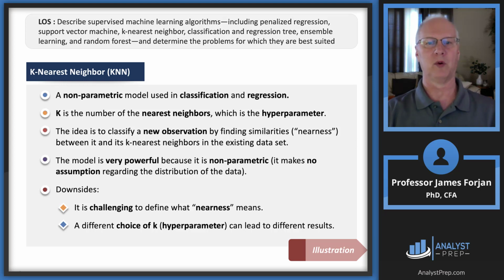So here are a couple of important points. Yes, we use it for classification and regression, right? The idea is to classify a new observation by finding similarities. So think about similarities as correlations, but it's way more complex than that. We're doing it in terms of nearness, between it and its k nearest neighbors in that existing data set. All right, so this is non-parametric, remember that. So no assumptions regarding the distributions of the data.